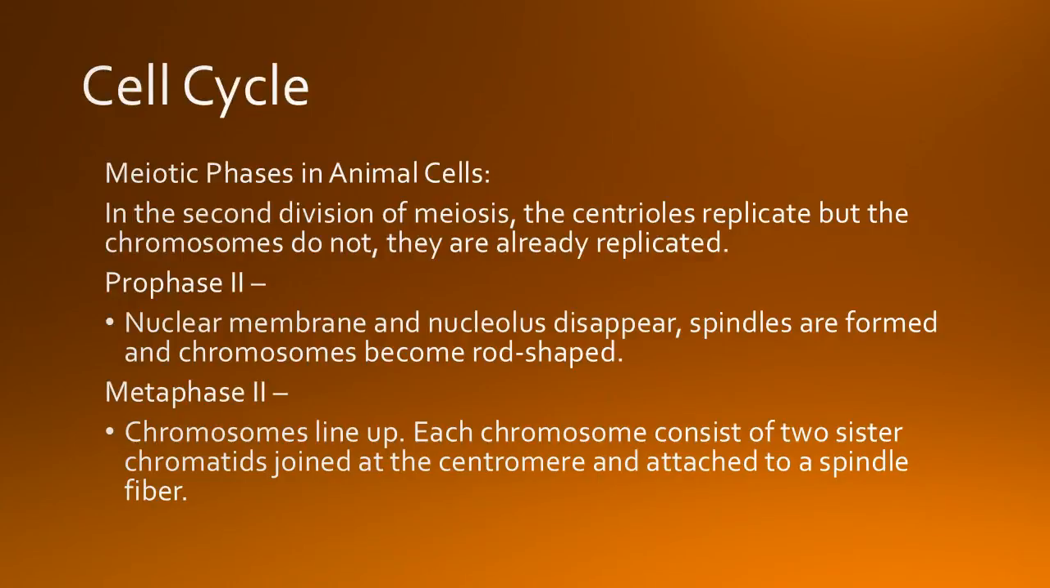Between meiosis 1 and 2, these new daughter cells go through interphase, in which the centrioles replicate, but not the chromosomes, which already replicated prior to prophase 1. Prophase 2 is characterized by the typical loss of nucleus, spindle formation, and the appearance of rod-shaped chromosomes. Metaphase 2 sees the chromosomes lining up. Each chromosome consists of two sister chromatids joined at the centromere, which is attached to a spindle fiber.